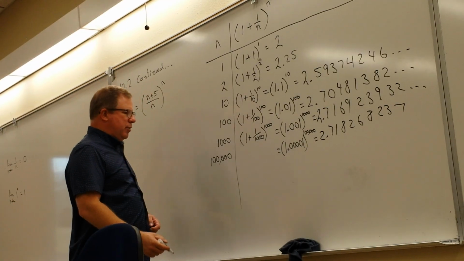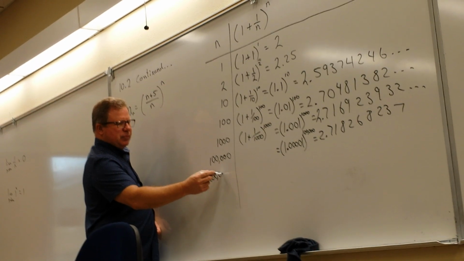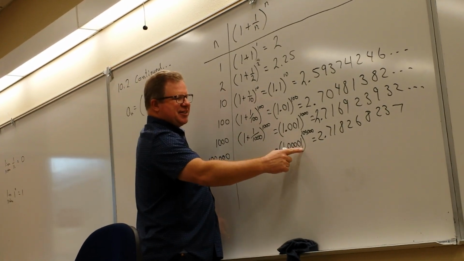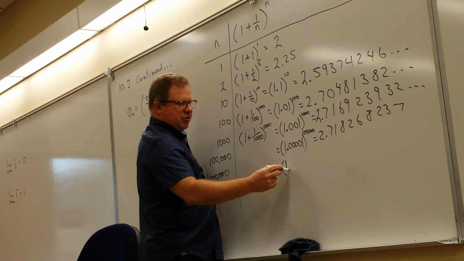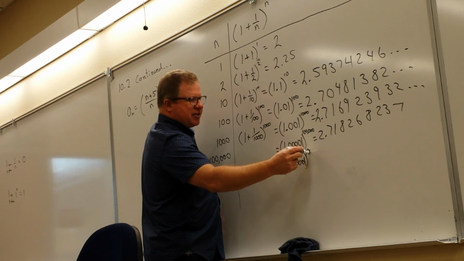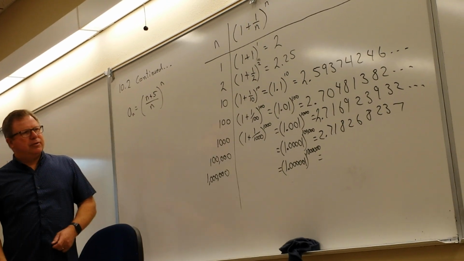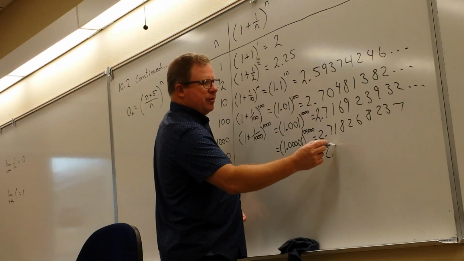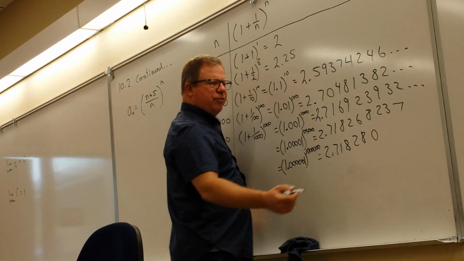Okay. Let's go to 1,000,000. So 1,000,000 has 6 zeros. So this one will be in the 6th decimal place, separated by 5 zeros. So 1, 2, 3, 4, 5 to the 1,000,000th power, which has 6 zeros. What do we get there? 2.718280469. Yeah.